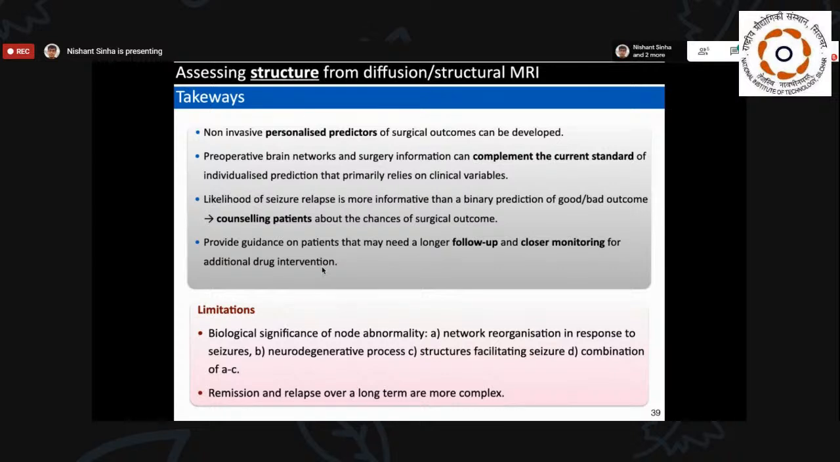the interrelationship between these. And the other limitation is that the remission and relapse process is more complex in the long term, whereas in this study, we only investigate the chances of one relapse after the surgery.